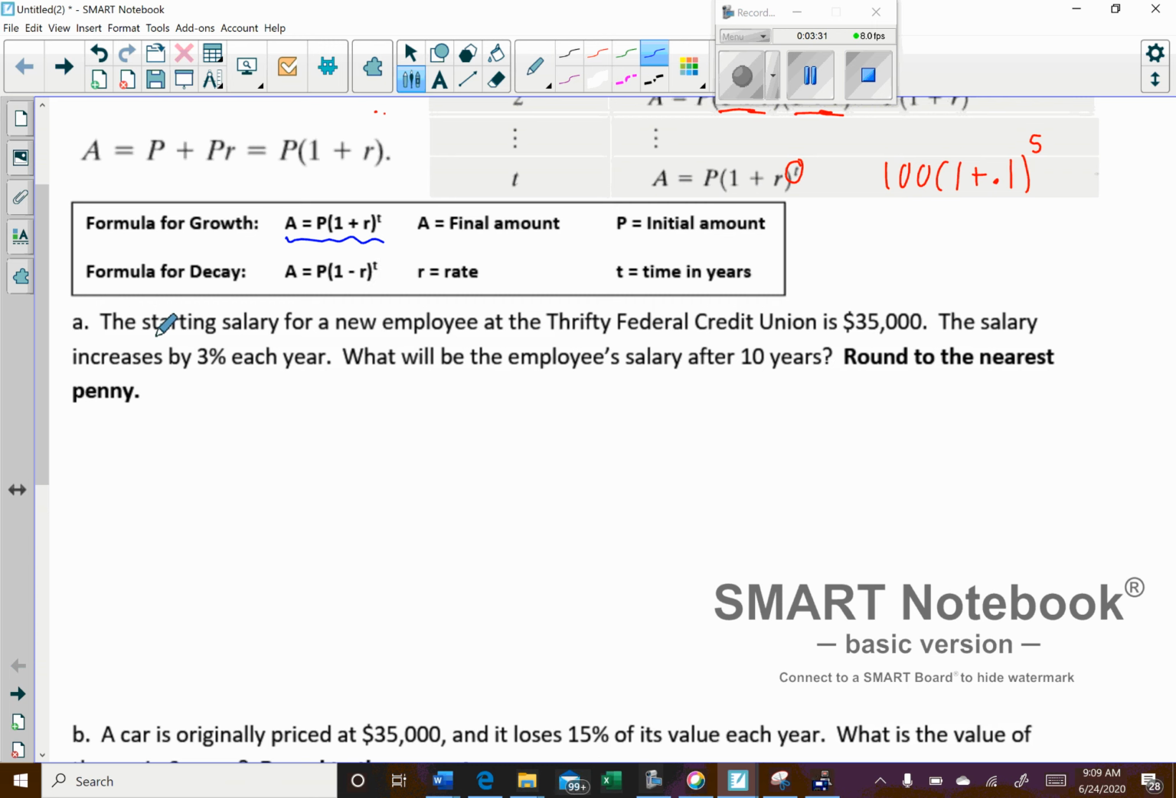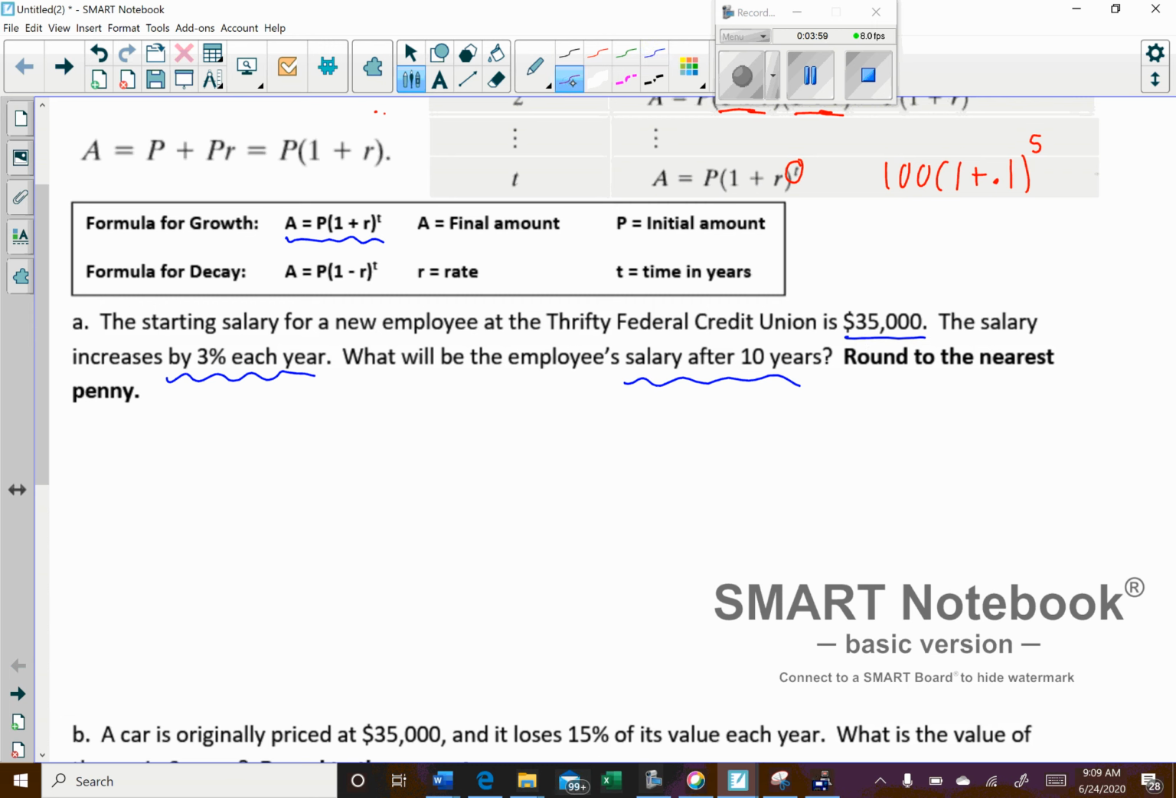So let's go ahead and look at our first example. It says the starting salary for a new employee at the Thrifty Federal Credit Union is $35,000. So that's your starting salary. The salary increases by 3% each year. What will be the employee's salary after 10 years? So we want to figure out how much they're going to be earning after 10 years.